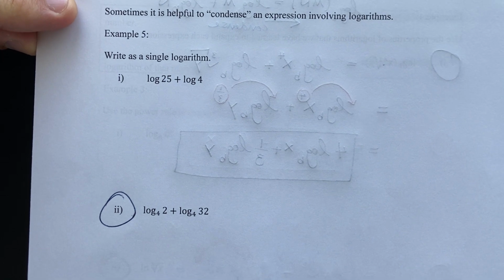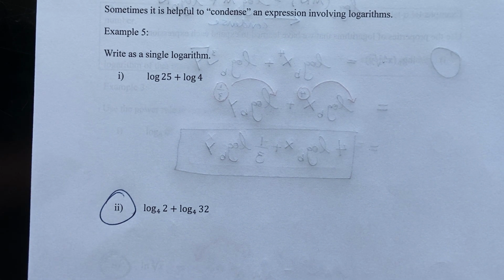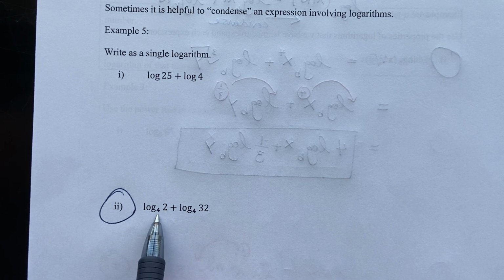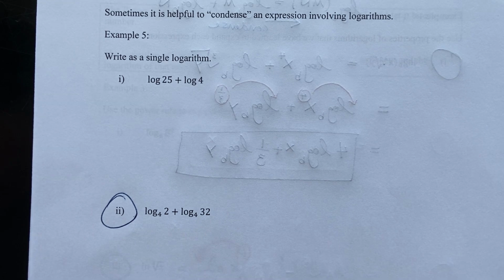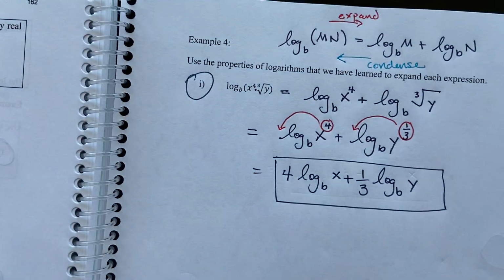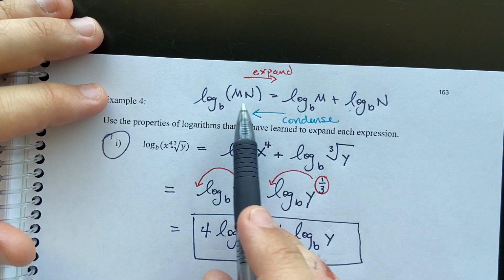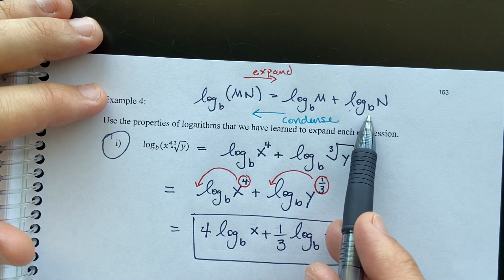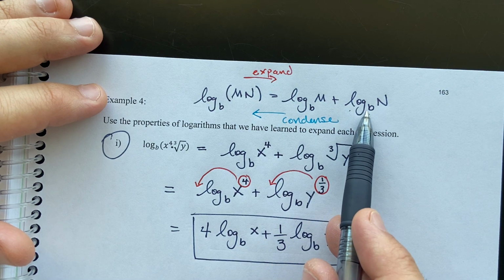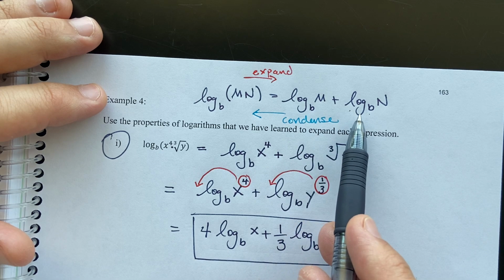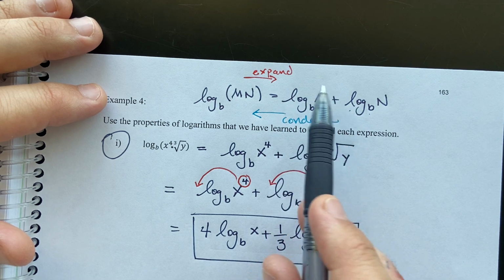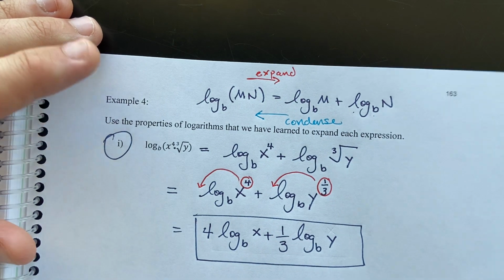So on to condensing. This is where we're going the opposite direction across the equal sign of the properties. So we want to put these together. If they have the same base, then we can put them together. The only way we can go from right to left is if these bases are the same. If this is log base 3 and this is log base 2, then there's no property that holds.